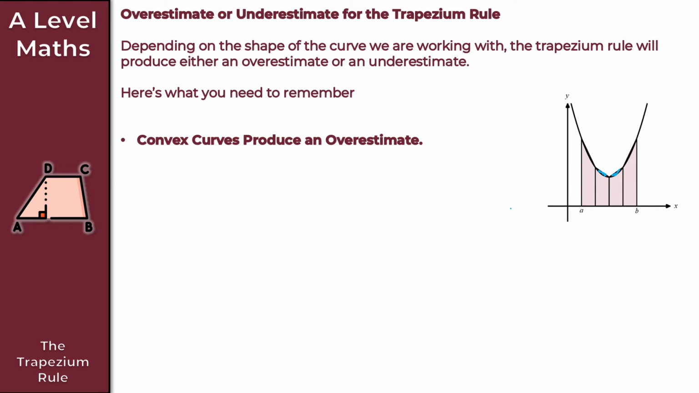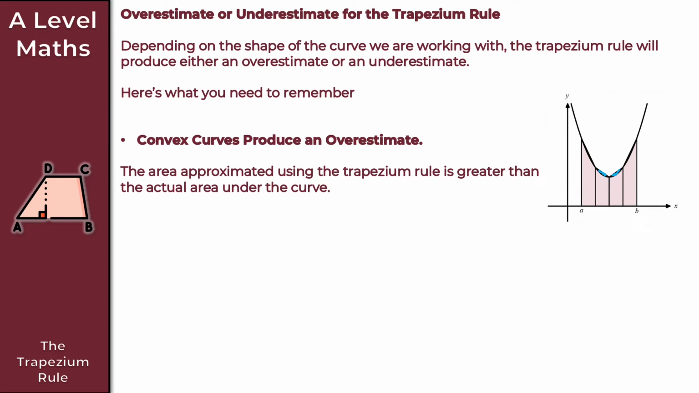So what does that mean? Well, the area approximated using the trapezium rule will be greater than the actual area under the curve, because basically we've got a little bit of the area of the trapezia above the curve, and in that case we have a little bit extra that isn't actually included in the actual area. Okay, so hopefully that makes sense.